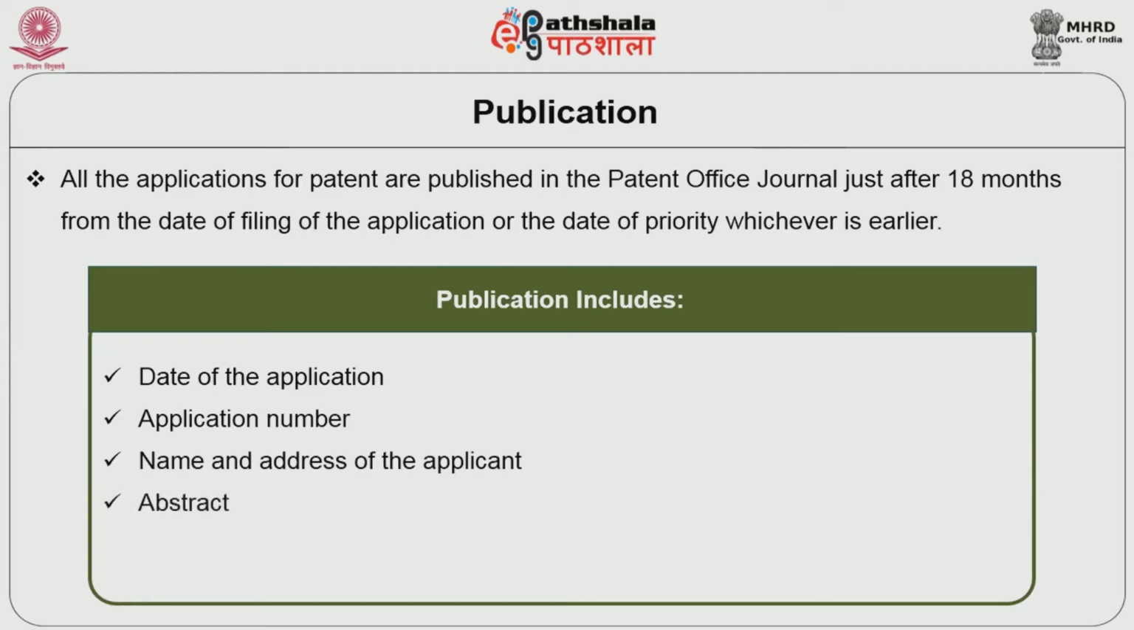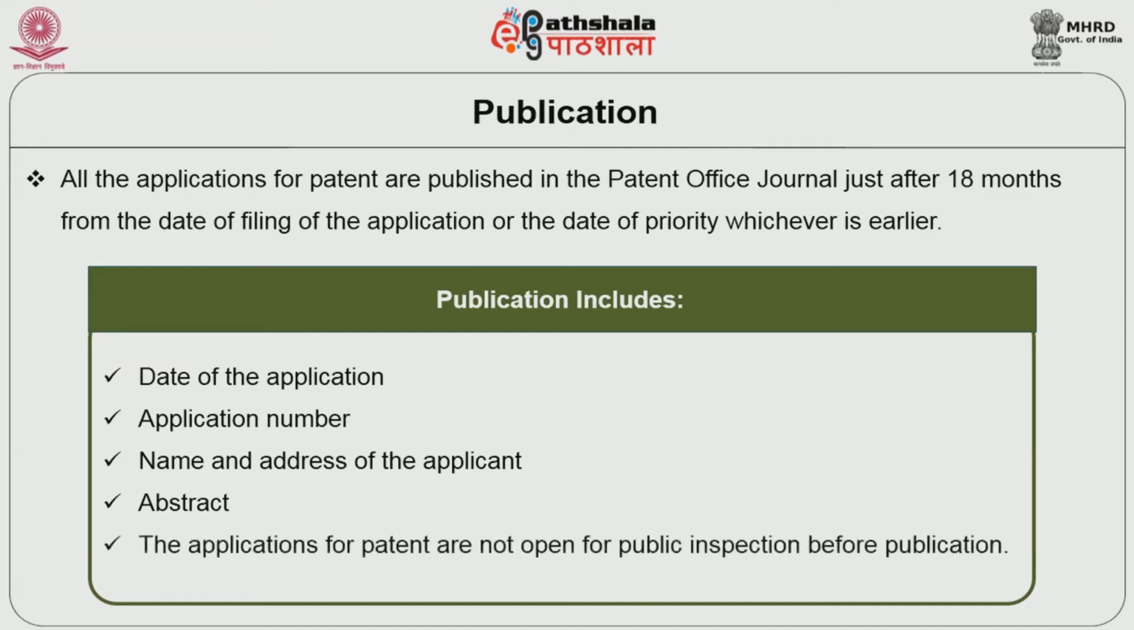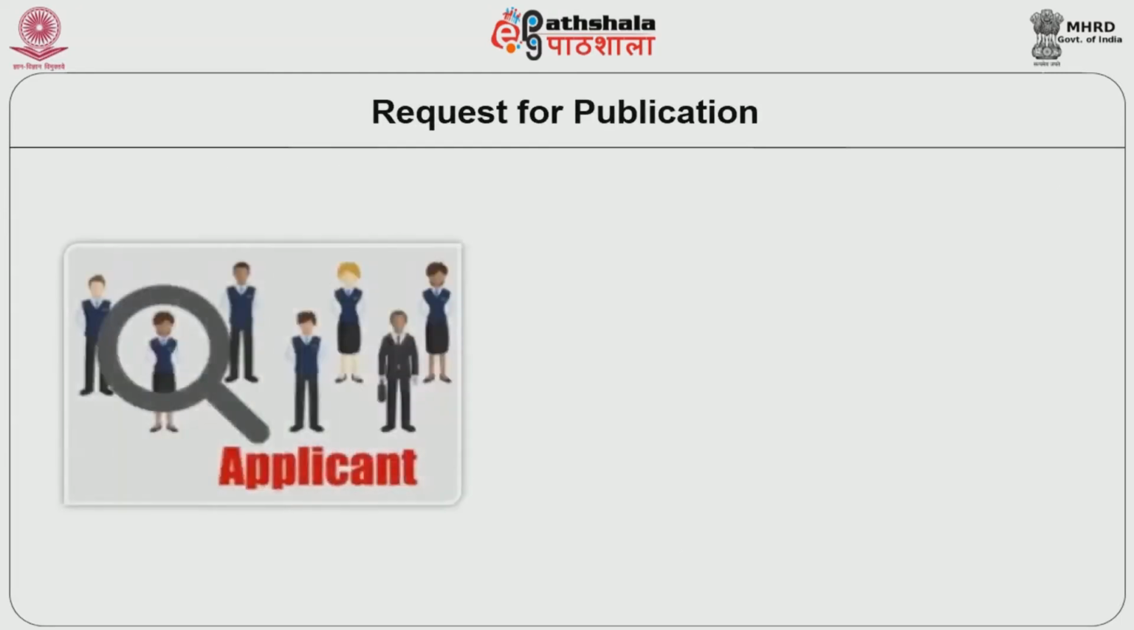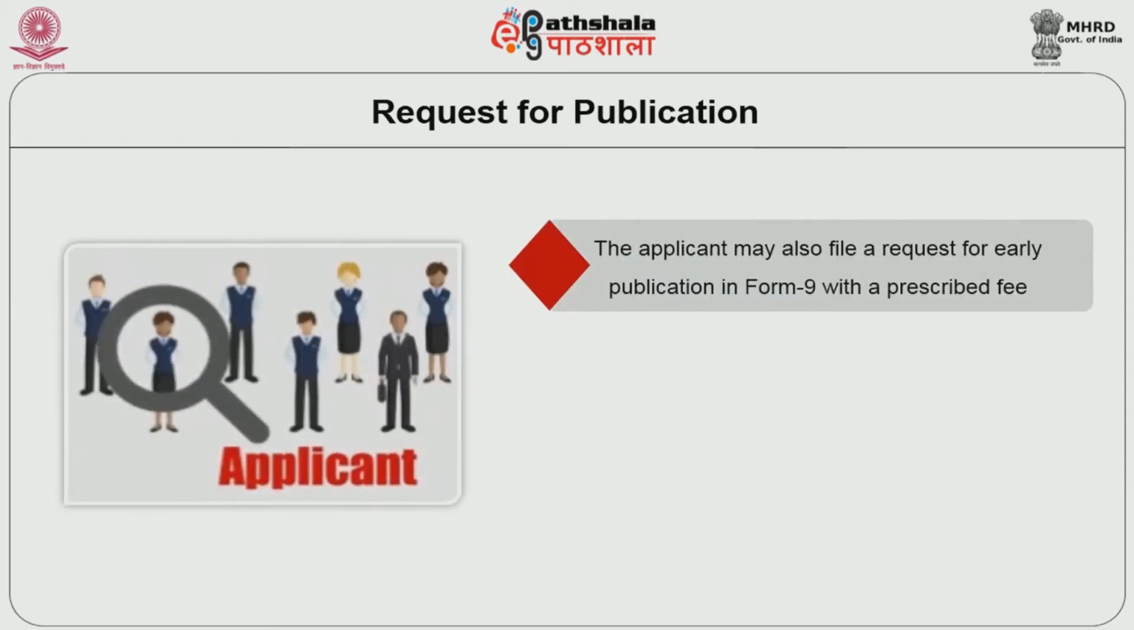and abstract. As I already said, the abstract should be given on a separate page along with the title, and it should be brief. It should give all the information about the innovation or invention. Before the publication, the applications for the patent are not open for inspection by the public. Then the request for publication: suppose any innovator is capable of selling or commercializing it, or wants to use it very quickly, then they can request an earlier publication.